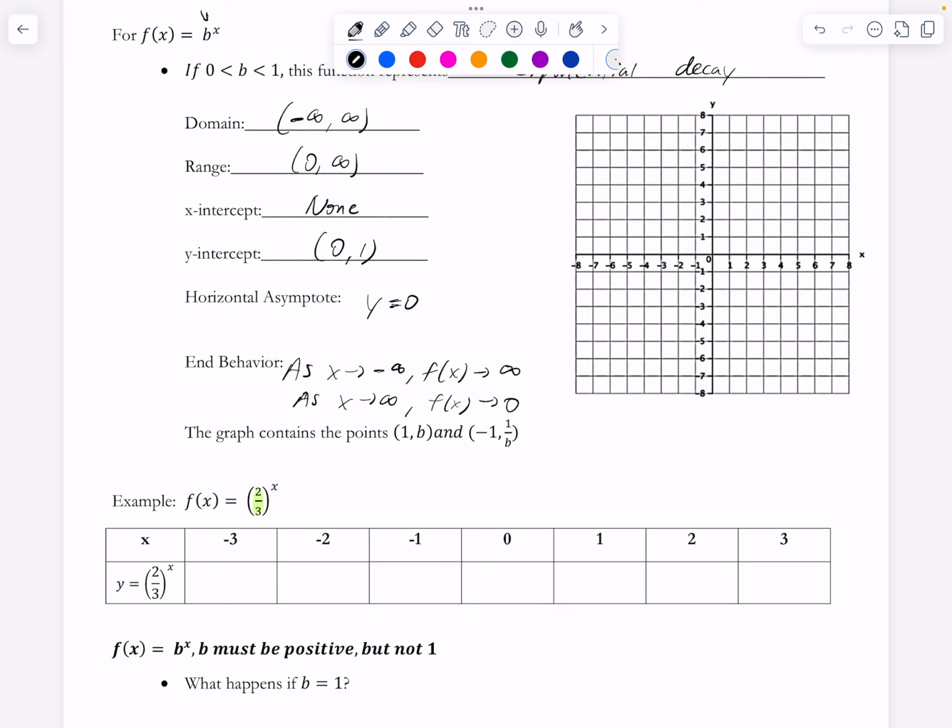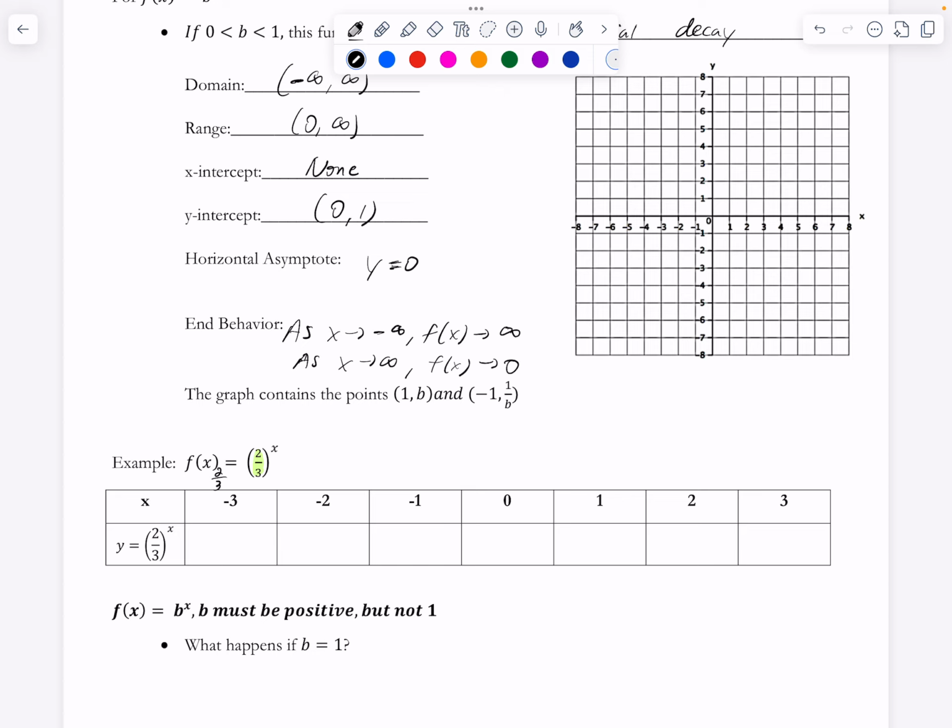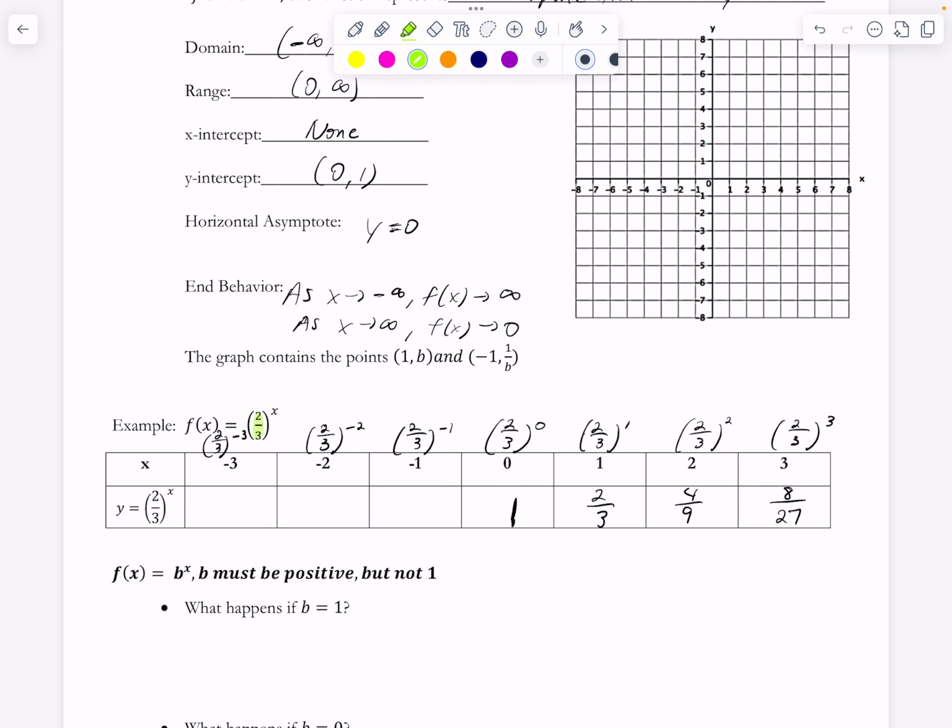I'm going to do 2/3 to the negative third power, 2/3 to the negative second power, and then keep going. Now, I'm going to do the ones to the right again. They are a little bit more straightforward with those positive exponents. Anything to the 0 power is 1, 2/3 to the first power is 2/3, 2/3 squared is 4/9, 2/3 cubed is going to be 8/27.